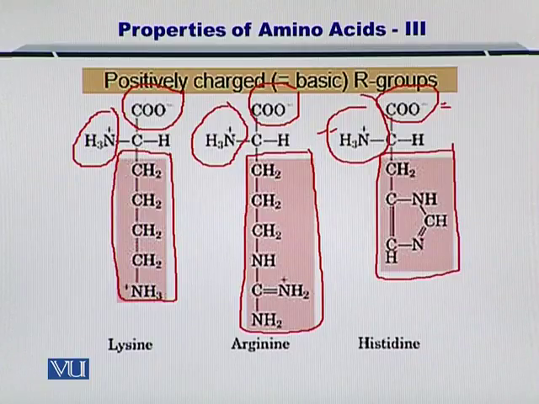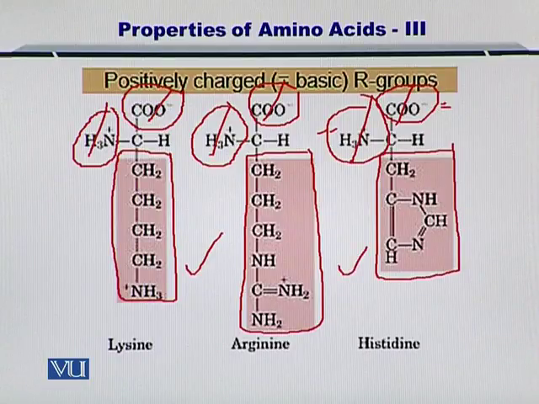So therefore these charges they cancel out and the net charge of the amino acid is determined by the side chains. So it is very important to remember that the charge of an amino acid can be computed by just looking at the R group side chains.